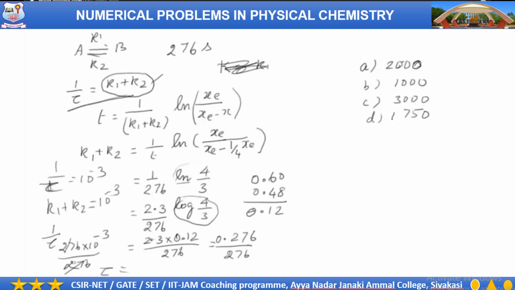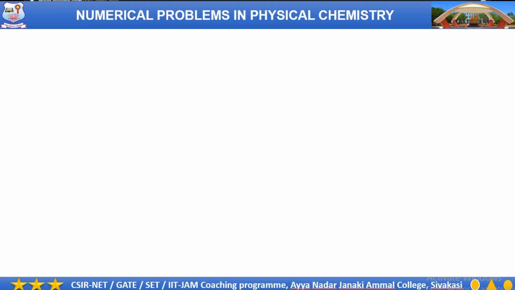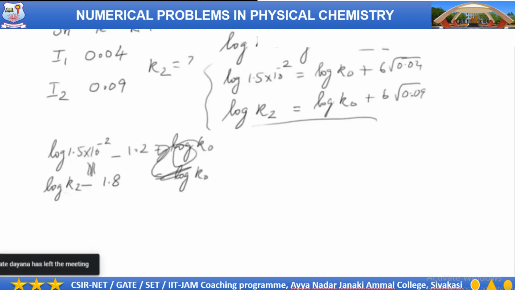This type of problem is so far not asked. With this, we finish reaction equilibrium. Here we assumed that all the reactions, forward as well as backward, are taking place through first order kinetics.